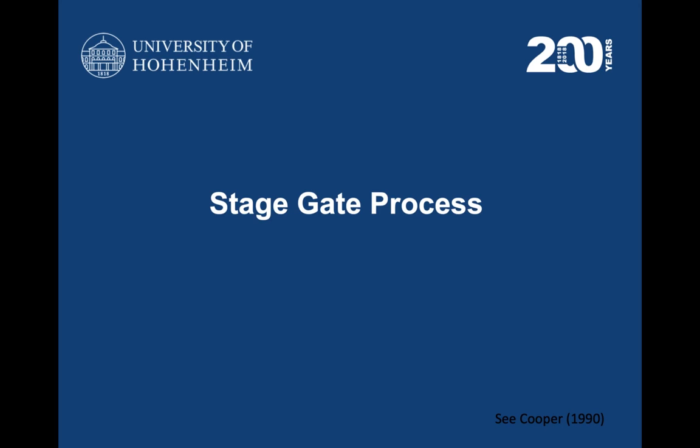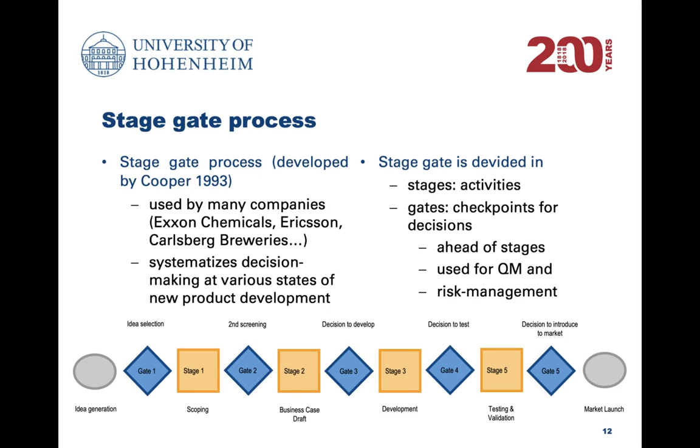And then in the late 80s and the early 90s, Bob Cooper came around with his idea of changing the process, coming up with a different model of the process that basically builds on the phase review process. And he called it the stage gate process. And it's, of course, used by a lot of companies, and it basically systemizes decision making at various stages of the new product development process.